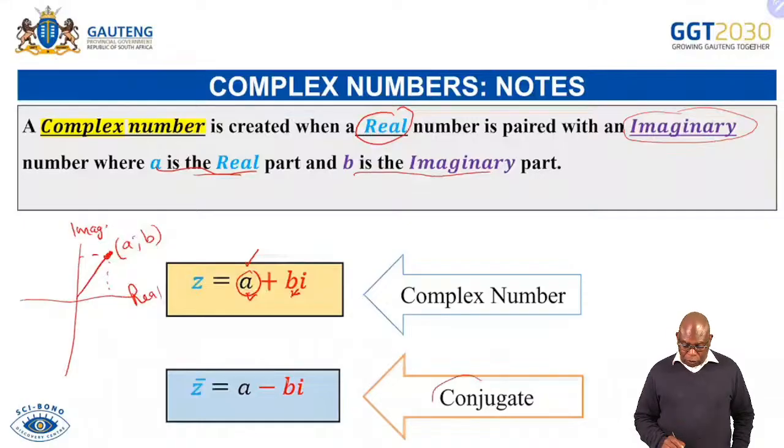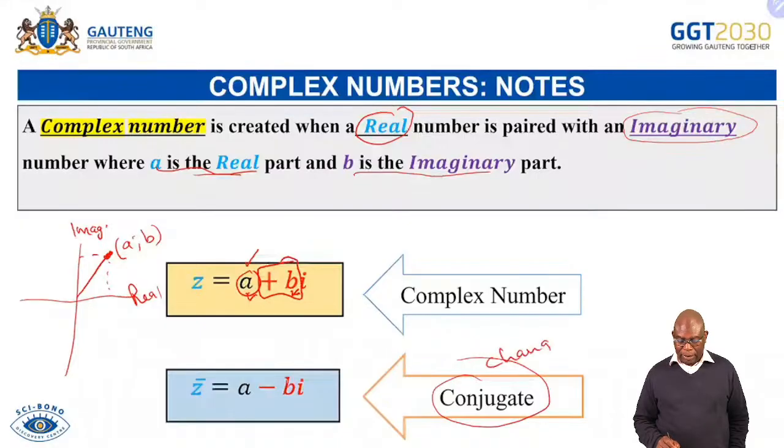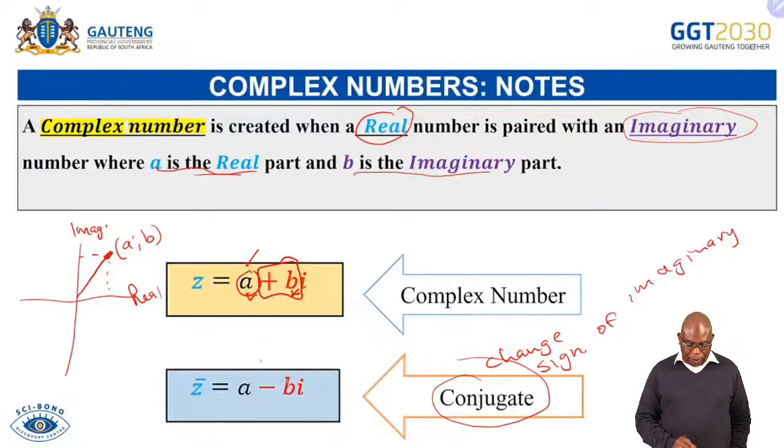Now, with a conjugate, we talked about this. What do we have as a conjugate? For the conjugate, we only change the sign of the imaginary part. Okay, very important. So here you see it's A plus BI. The conjugate will be A minus BI.